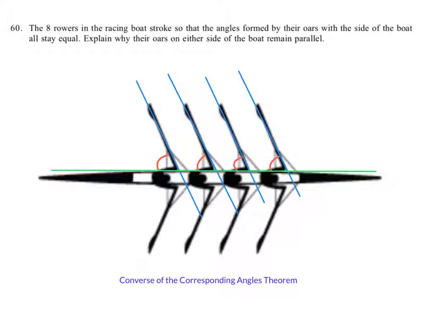Okay, essentially states that if corresponding angles are congruent, and they're telling us that they are, the angles formed by the oars and the sides of the boat all stay equal, then if corresponding angles are congruent, then we know the lines are parallel. We've proven the lines parallel. That's when you use the converse of theorems for that. Okay, there you go. That's pretty much it.